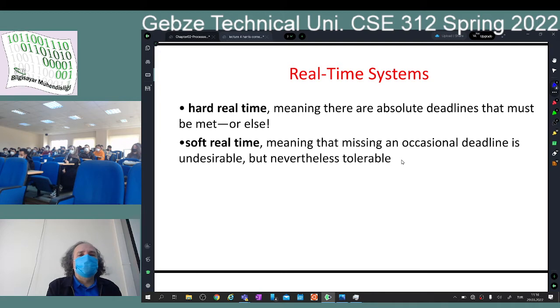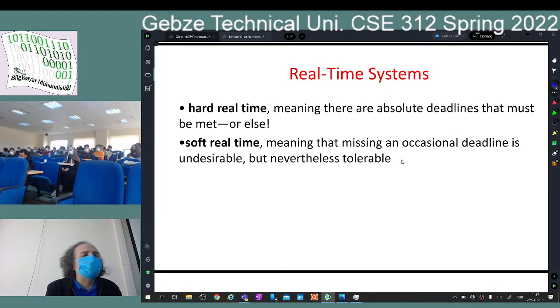The meaning is there are absolute deadlines that must be met, or else you are junk, okay? Or else you are not useful for me. Those are the hard real-time systems, and these kind of systems are common, but more common ones are the soft real-time systems. They say that I will make every effort to meet the deadlines, and 99% of the time I will give you those deadlines. Yeah, that's fine. But 1% of the time I am going to miss some of the deadlines.